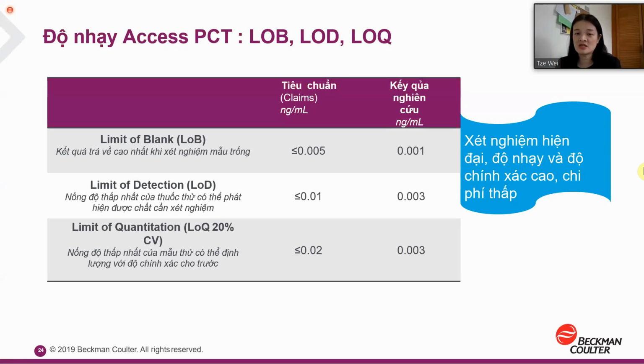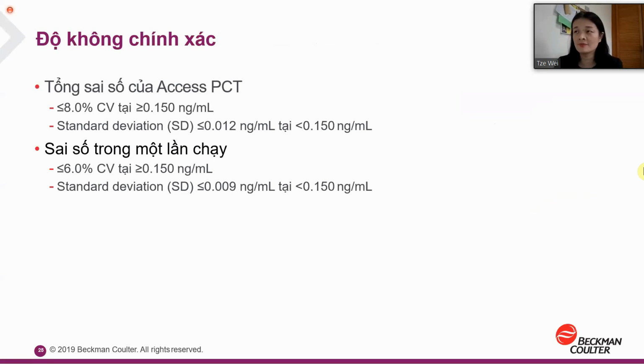And what we see is that generally it is a very sensitive and a very precise assay, especially at the low end. You can see that the limit of detection is less than 0.01 in our claims, but in real life, we've observed that the LOD is 0.003 nanograms per mL. And the limit of quantification with a 20% CV in our claims is 0.02 nanograms per mL, but observed results in real life, we've seen it go down as low as 0.003 nanograms per mL.